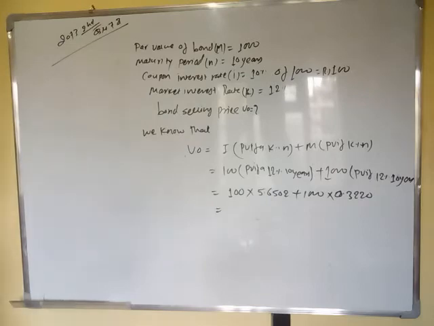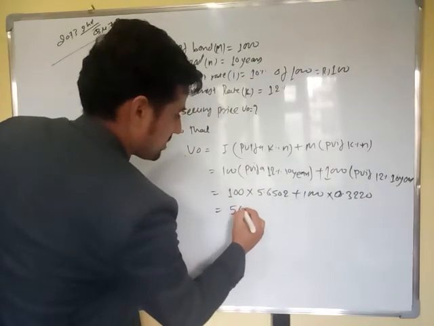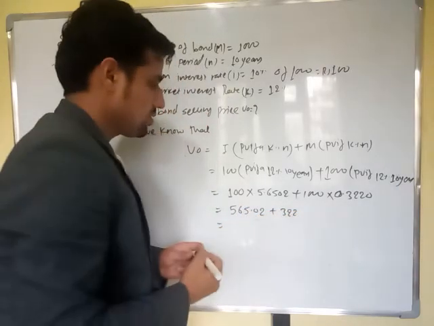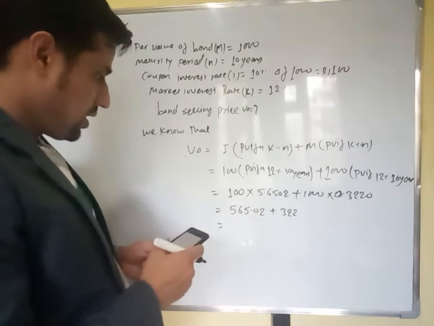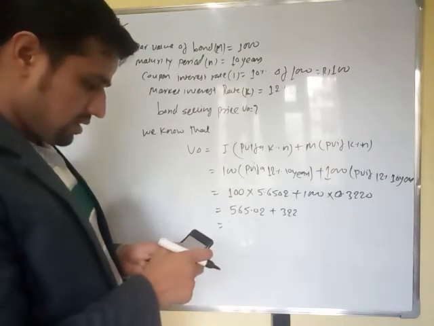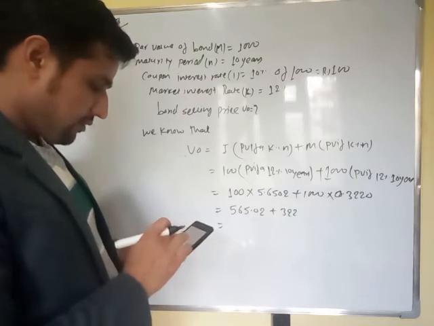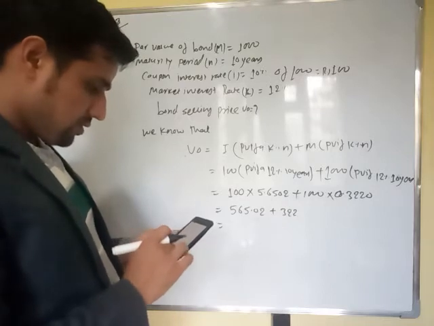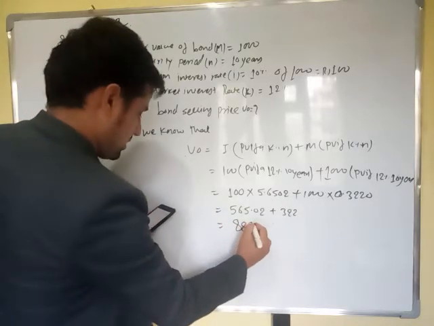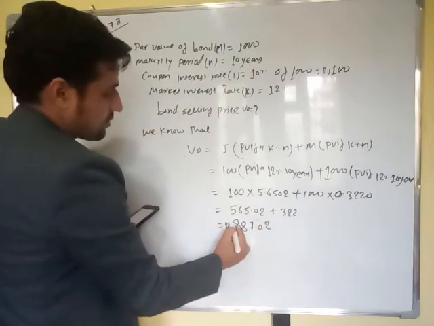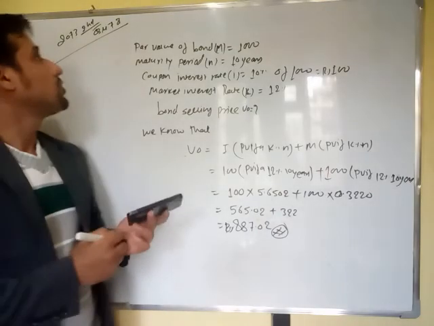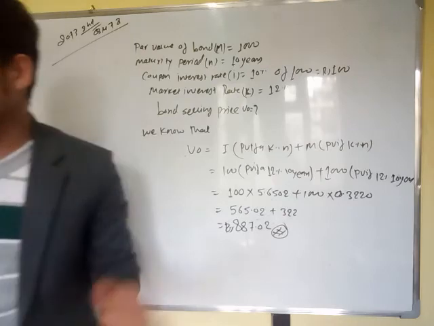Okay, write down onto your copy and solve. We have 565.02 plus 322 is equal to 887.02. The selling price of the bond is equal to this. Okay, that equation is the final answer of 2073. That's enough. This is the information the question requires.